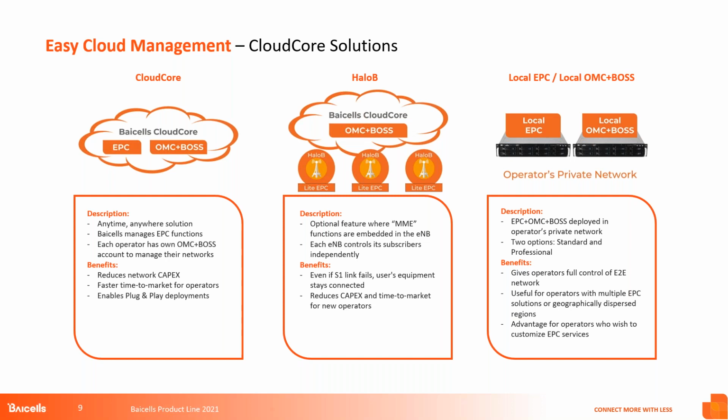And then the third option that we have, which is our most robust option, and often more of a customized network build, is going to be our local EPC and management servers that customers often get to a certain point where maybe they've deployed cloud core, and then they move into a more robust solution.